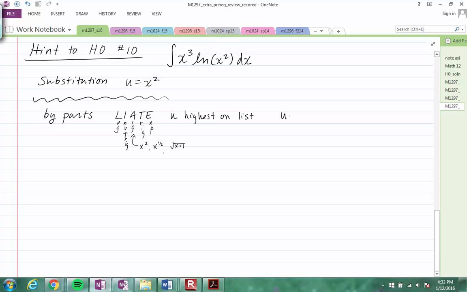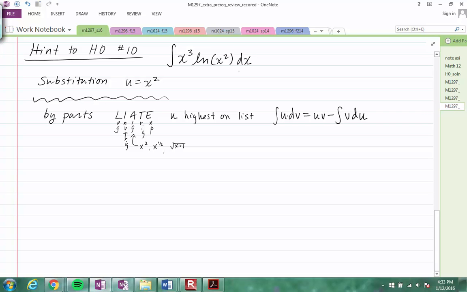In the by parts method, you need to memorize the formula: the integral of u dv equals uv minus the integral of v du. So that's the u we're talking about. The u for this one would be a choice between x cubed and ln of x squared. It's got to be one or the other.